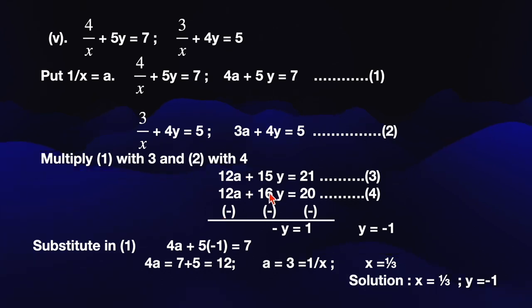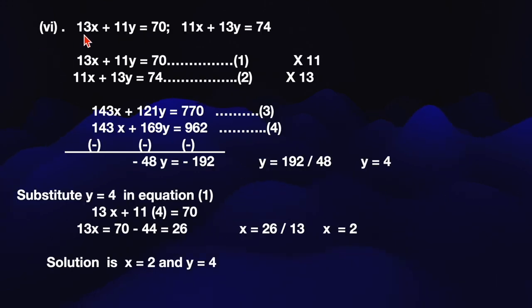15y minus 16y is minus y. 21 minus 20 is 1. So minus y is equal to 1. y is equal to minus 1. Substitute this in any one of the equations. You get the value of a as 3. Now a is actually 1 upon x. So x is equal to 1 upon 3. You have to flip it over. So this is the solution.